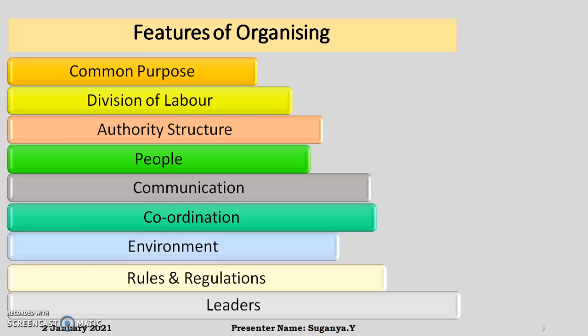The fourth one, people. Without employees, nothing is possible inside the company. So as a manager, I should make sure that I have sufficient employees in my company and the right men are working in my company.